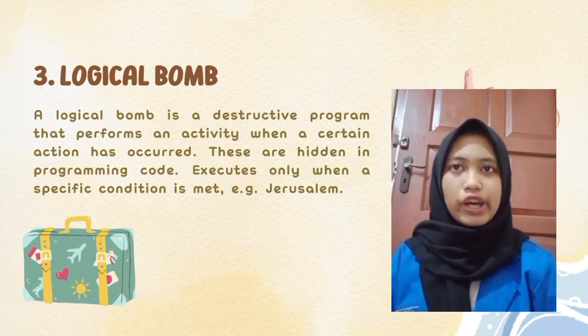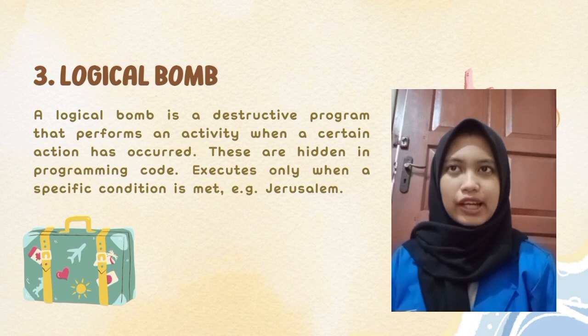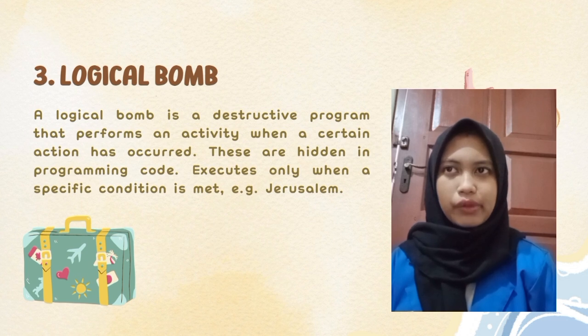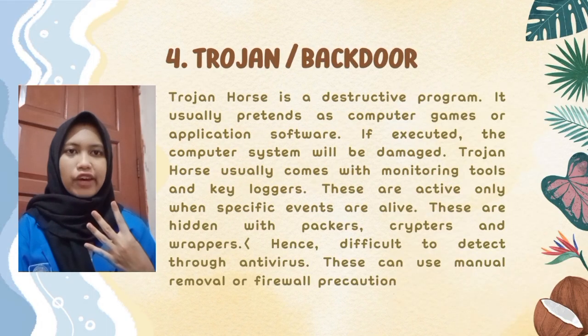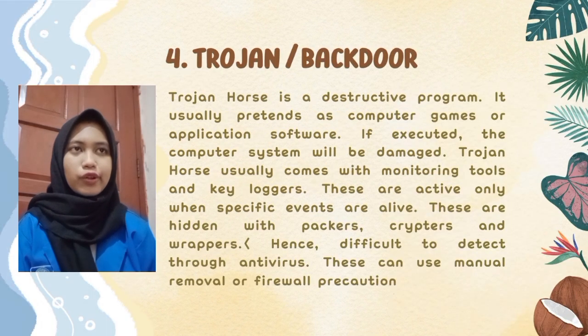And 3, we have logic bomb. A logic bomb is a destructive program that performs an activity when a certain action has occurred. These are hidden in programming code and execute only when a specific condition is met. An example is the Jerusalem virus. 4. We have Trojan or backdoor.